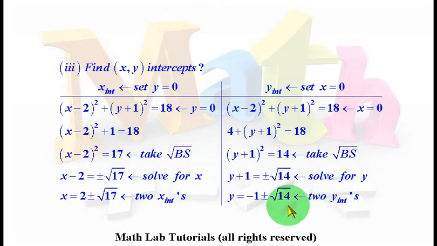Notice that the x-intercepts over here are conjugate radicals. 2 plus root 17 and 2 minus root 17 are called conjugate radicals. And the same thing for the y-intercepts. We get y equals minus 1 plus or minus root 14, and these are called conjugate radicals as well. Minus 1 plus root 14 and minus 1 minus root 14 are conjugate radicals.